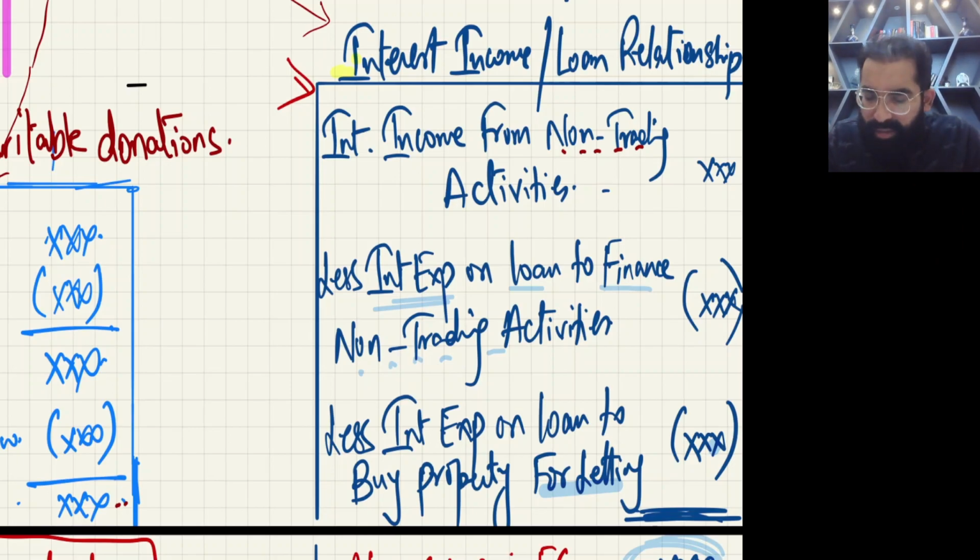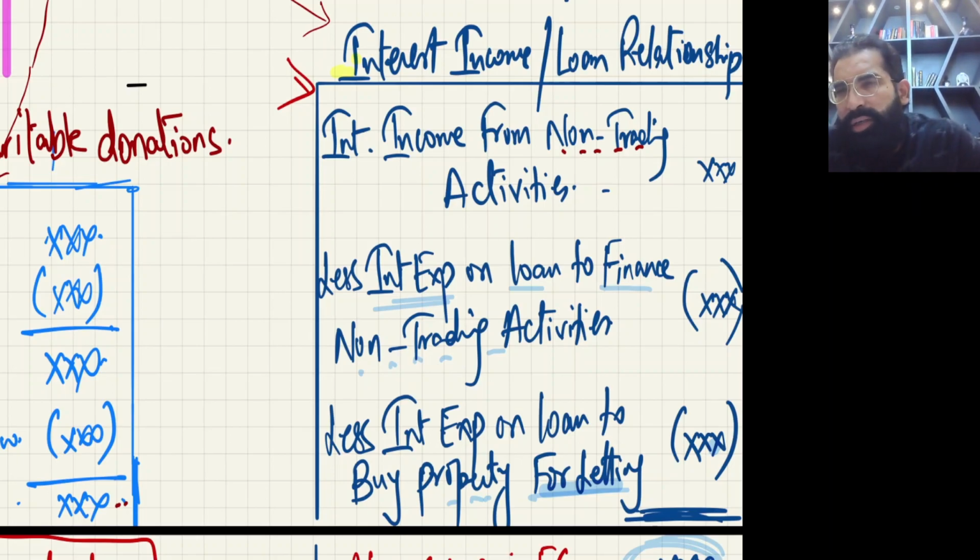Now the third thing, less interest expense on a loan to buy property for letting. Listen to my three steps. If you have taken a loan, why have you taken the loan? To buy a property. Why have you bought the property? To rent it, to earn rental income. If these three conditions are met, then such interest expense will be deducted from the loan relationship box.